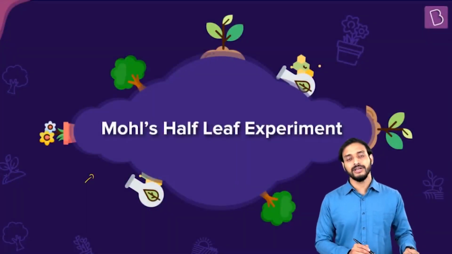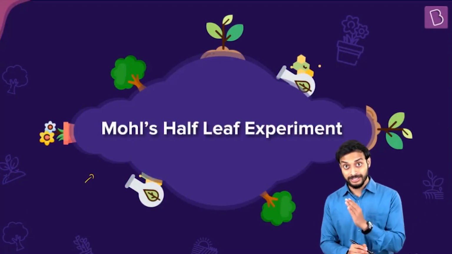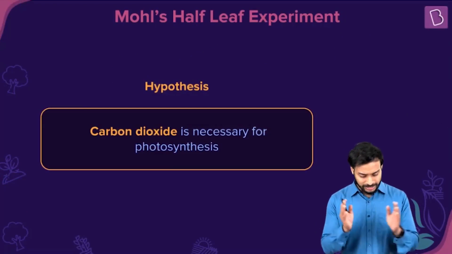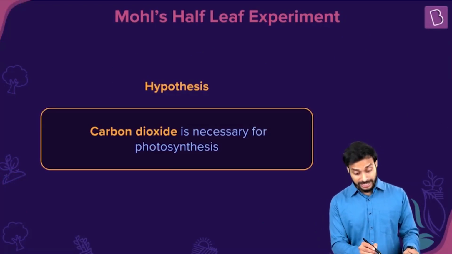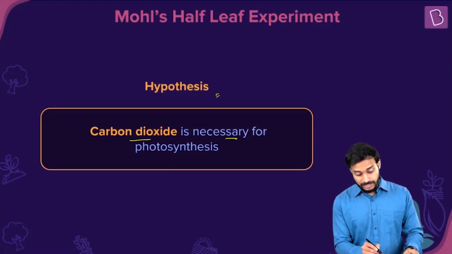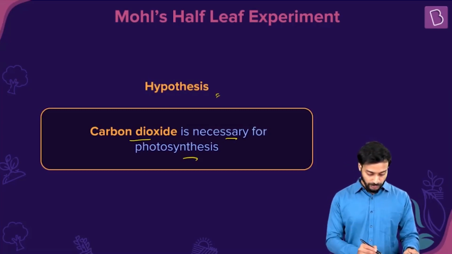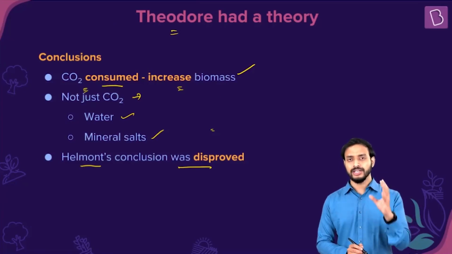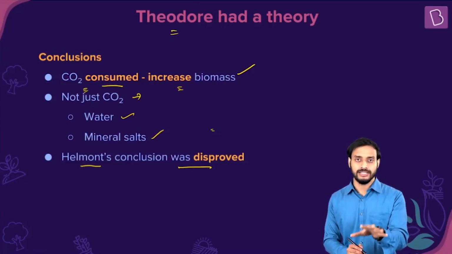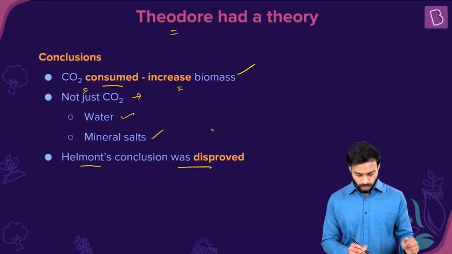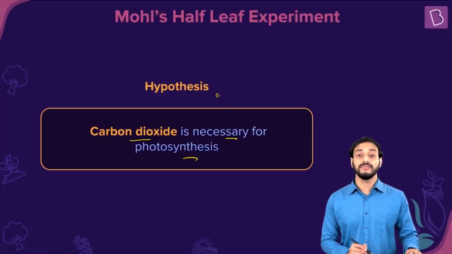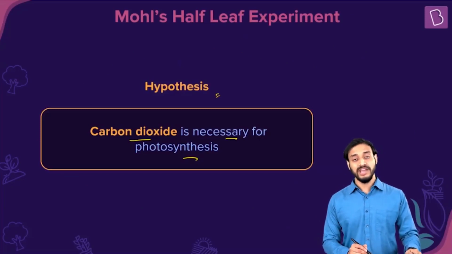Mohl's half-leaf experiment. Wow, let's see. It's interesting. First, what the person hypothesized is that carbon dioxide is necessary for photosynthesis. Before this, with Theodore's experiment, we had some conclusion that carbon dioxide is necessary and water is necessary, which we had already proved. Now, let's see if the half-leaf experiment gives further information about whether carbon dioxide is necessary for photosynthesis.